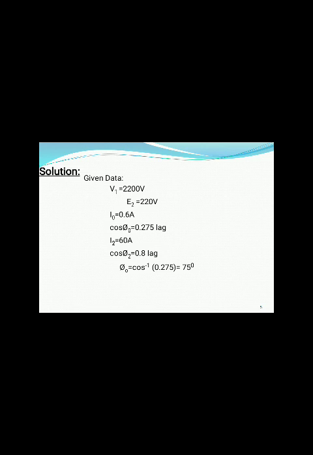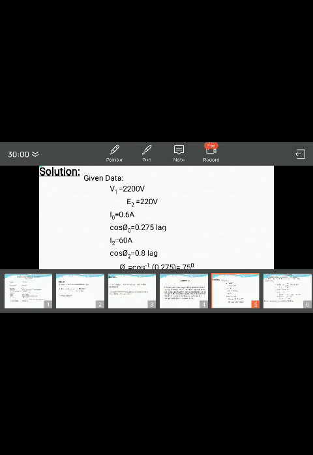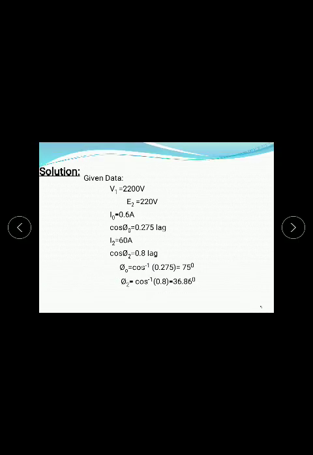Here phi naught is cos inverse 0.275, that is equal to 75 degrees. Phi 2 is cos inverse 0.8, that is 36.86 degrees. This is the load power factor angle, the load angle, and phi naught is the no load angle.